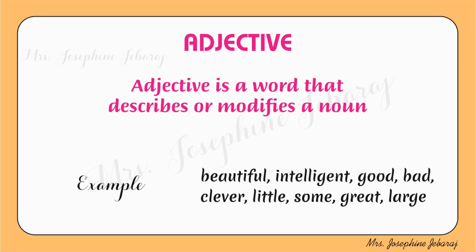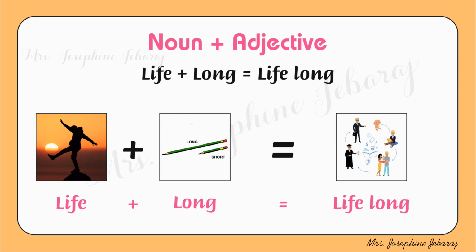What is an adjective? An adjective is a word that describes or modifies a noun. Let's see this combination of noun and adjective. Life, long. Life is a noun. Long, an adjective. So we get lifelong. World, famous. World is a noun. Famous is an adjective. We get the word world-famous.